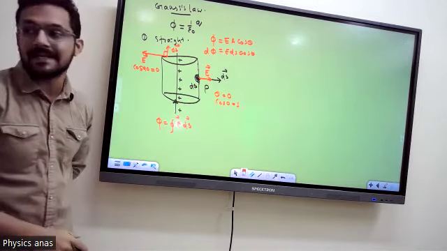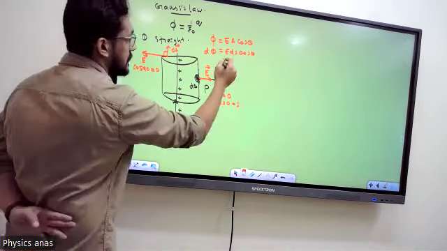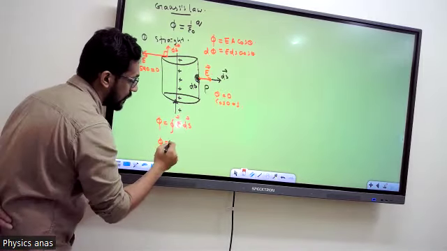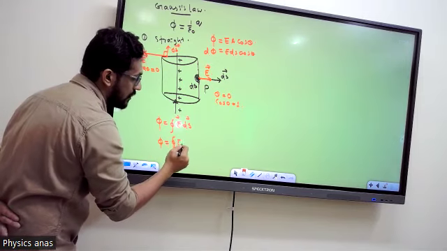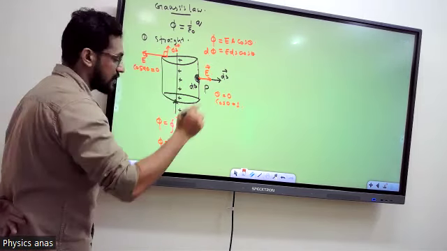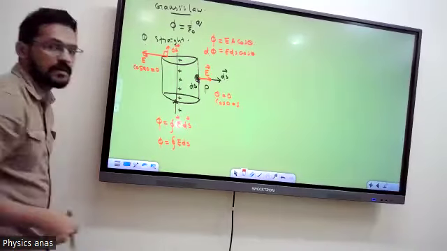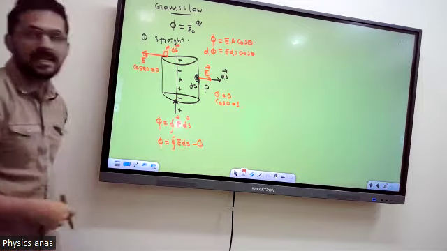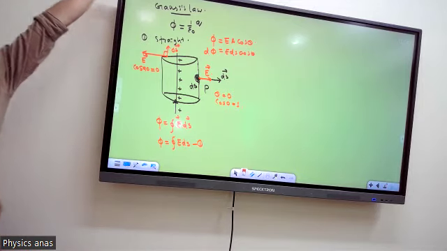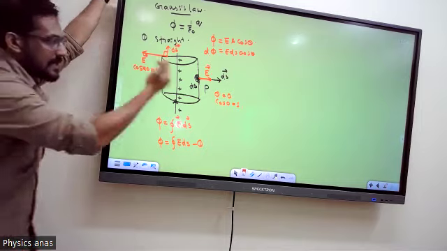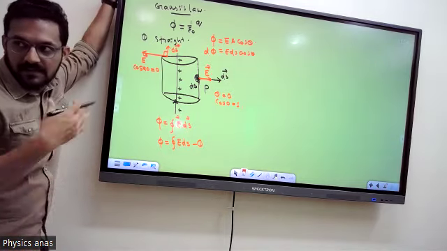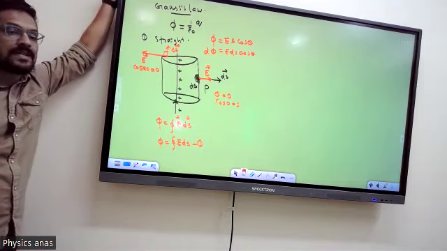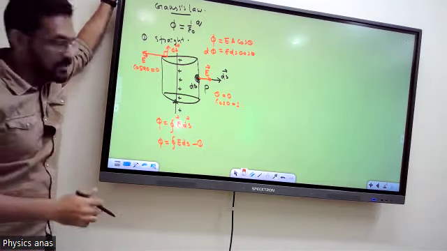E dot ds is E ds cos theta. Here cos 0 is 1. So the integral of E dot ds, E ds cos theta, will be just E ds. This is our first equation. E dot ds is equal to E ds cos theta, and theta is 0 on the curved surface area, so cos 0 is equal to 1. You can write phi is equal to integral E ds. That's our first equation, right?